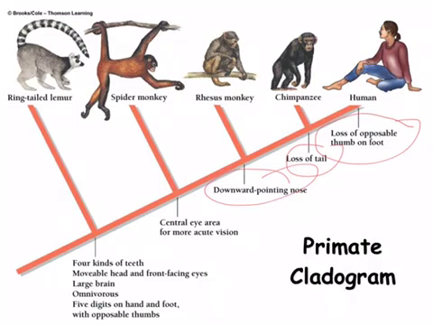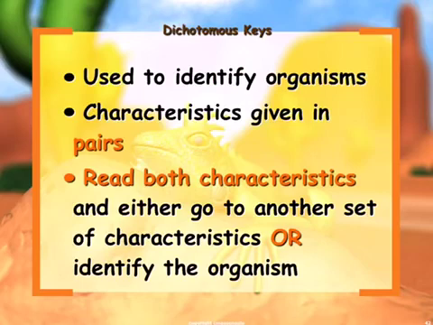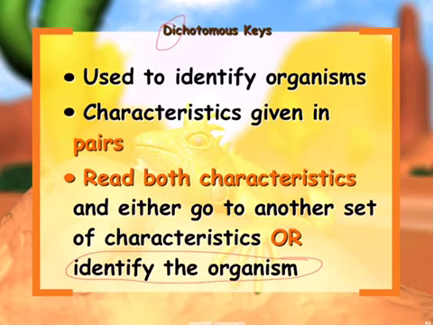Another tool that taxonomists use when dealing with organisms and identifying them is the dichotomous key. The dichotomous key, the prefix di means two, and basically it is sets of paired questions that scientists can ask to help identify an organism. Each paired question is a set of characteristics, and each set of questions will direct you to the next set of questions or will help you to identify the organism. Very simple tool, but very powerful.